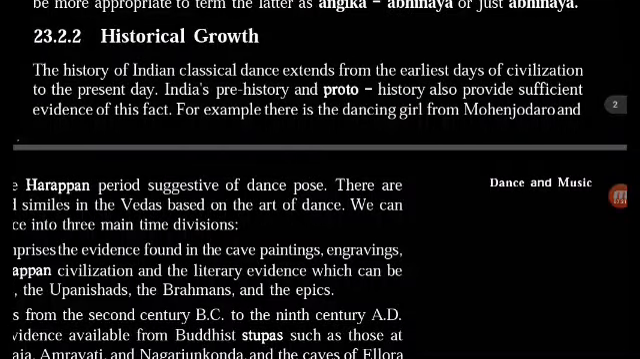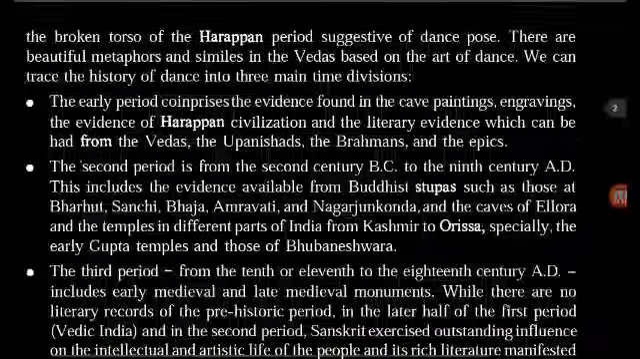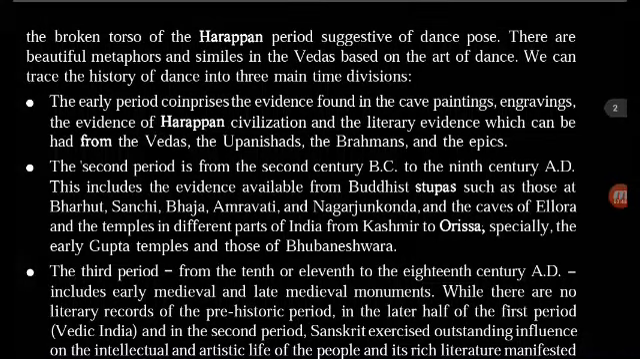Historical growth. The history of Indian classical dance extends from the earliest days of civilization to the present day. India's prehistory and proto-history also provide sufficient evidence of this fact. For example, there is the dancing girl from Mohenjo-daro and the broken torso of the Harappa period, suggestive of a dance pose. There are beautiful metaphors and similes in the Vedas based on the art of dance. We can trace the history of dance into three main time divisions.